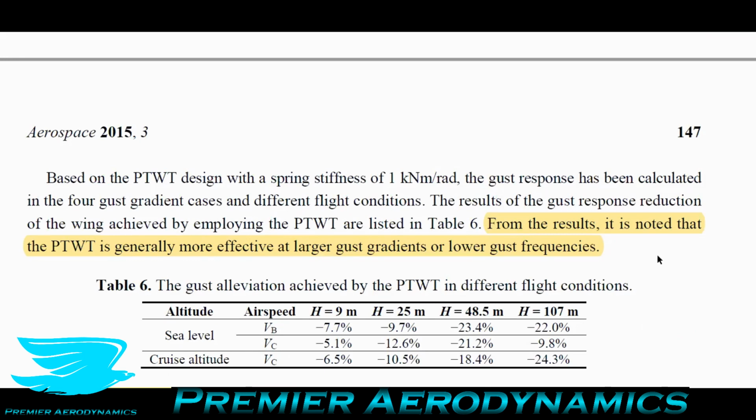They then said that from the results, it's noted that the passive wingtip is generally more effective when the gusts have larger gradients and are lower in frequency. That makes sense in terms of the frequency because this is an object that has a second moment of inertia, so it has inertia in general. So it can only react so quickly. If you have a very quick gust, then this doesn't have a chance to react as effectively. So having a lower frequency means that it has more time to react, which it can do effectively.